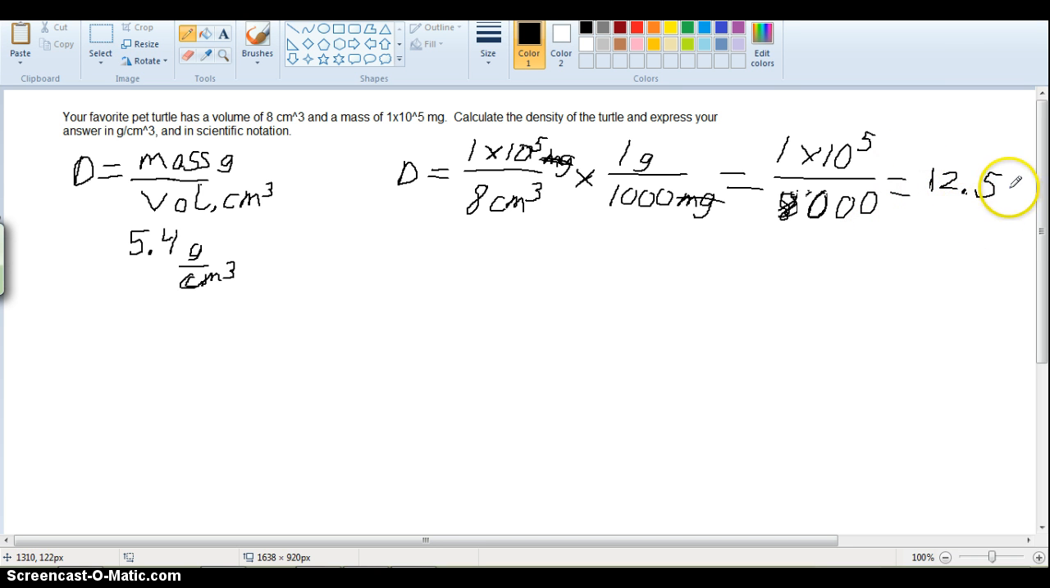And then we have our units still. We still have grams on top, and we still have centimeters cubed on the bottom. And so we have grams over centimeters cubed.